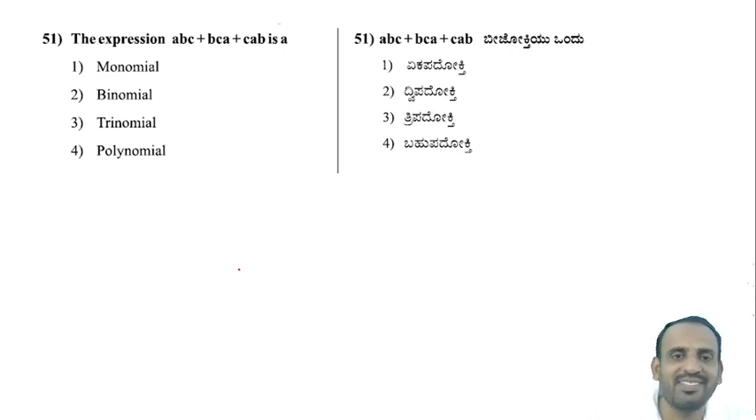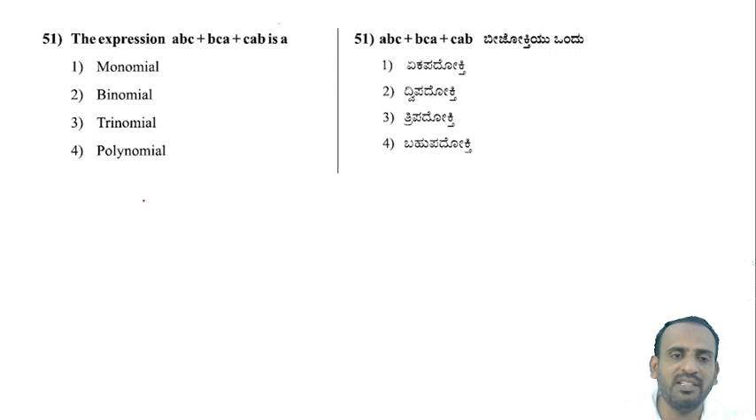Hello dear students. So let us try to solve some problems on factorization. In this question, the expression ABC plus BCA plus CAB is a monomial, binomial, trinomial or polynomial. That is the question. So let us try to understand what we mean by monomial, binomial.